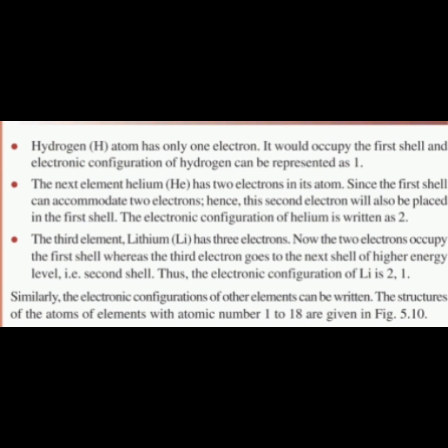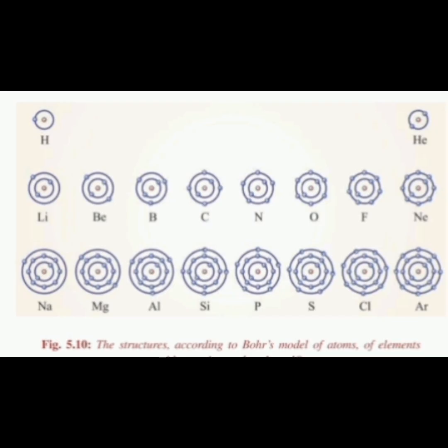Similarly, the electronic configurations of other elements can be written. The structures of atoms of elements with atomic number 1 to 18 are given in figure 5.10. So below you can find one picture. In that picture you can find the structures according to the Bohr model. So this is the structure given by Bohr of elements with atomic number 1 to 18.